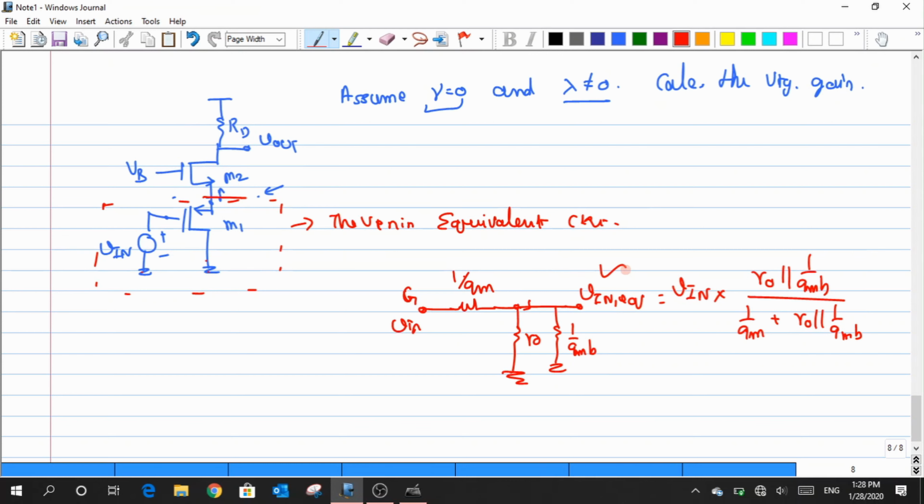Yeah, but we know the answer for it. I'm looking into the source, that's it. And whenever I try to compute the resistance of the source terminal, what I do is that I will short my V in to the ground. So what is left over?